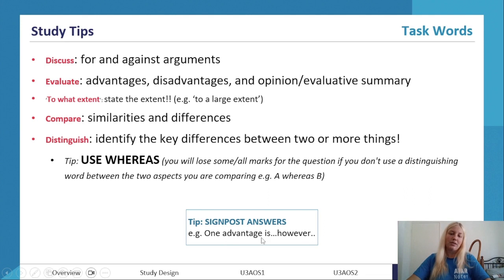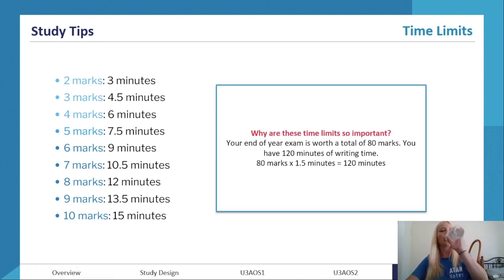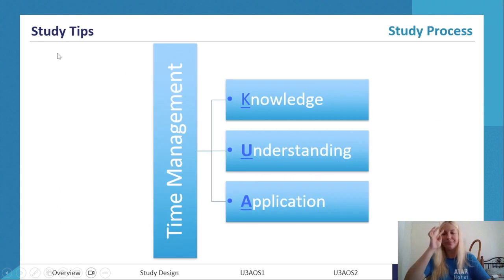And in general, try to signpost your answers in legal studies to make it clear to your assessor that you're doing what the question wants. And breakdown of the time limits to show 1.5 minutes per mark is what? As I mentioned, it's exactly like your end of year exam.